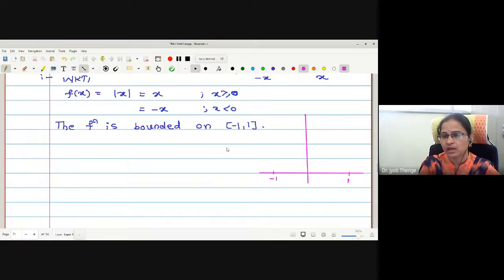Okay. What will be the graph of the function? Can you tell me the graph? Do you know the graph of the function mod x?